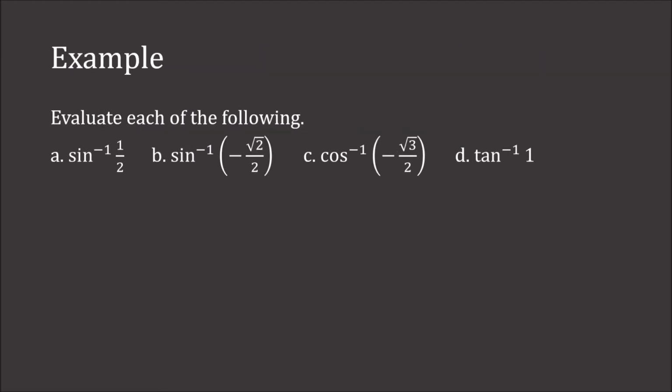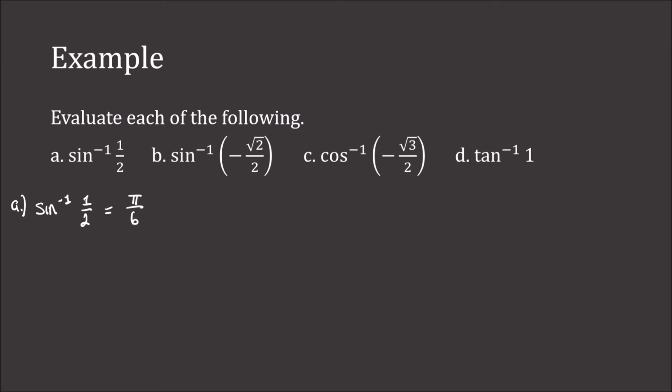So we are asked to evaluate each of the following. For A, the inverse sine of 1/2. Another way of asking this is: the sine of what angle is 1/2? Remember, inverse sine has a range of minus pi over 2 to pi over 2. So 1/2 is quadrant 1. Sine of pi over 6 is a half. So the inverse sine of 1/2 is pi over 6.